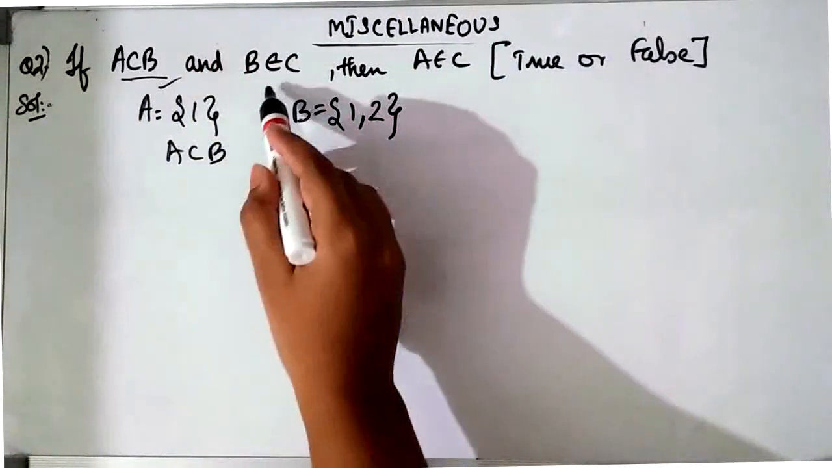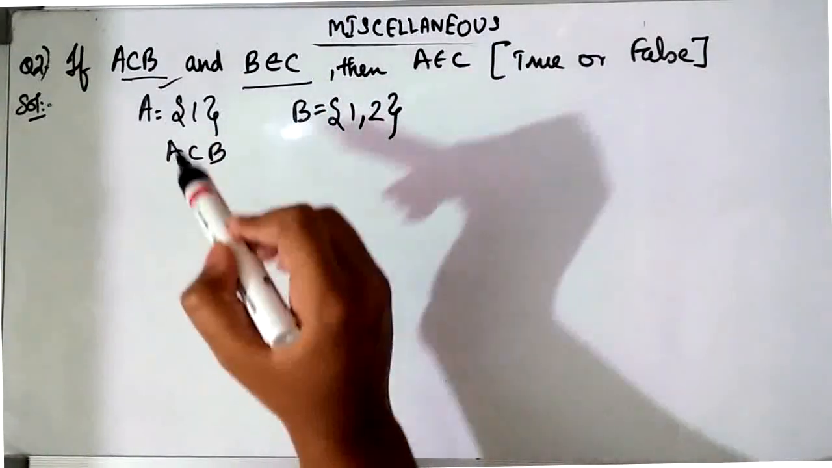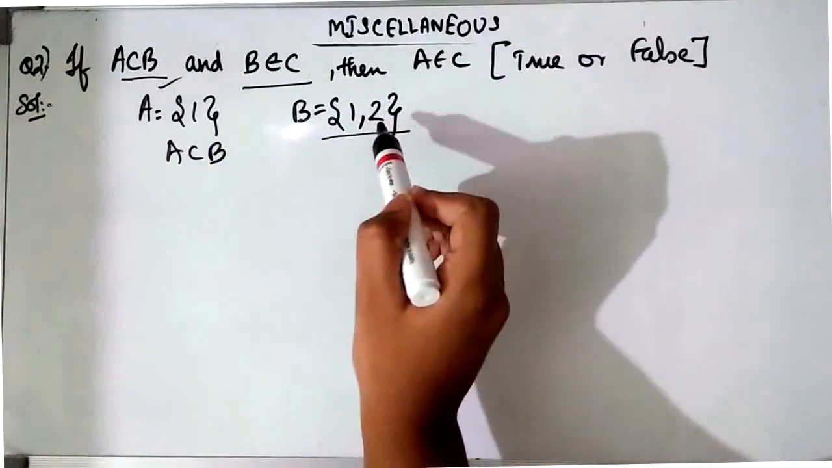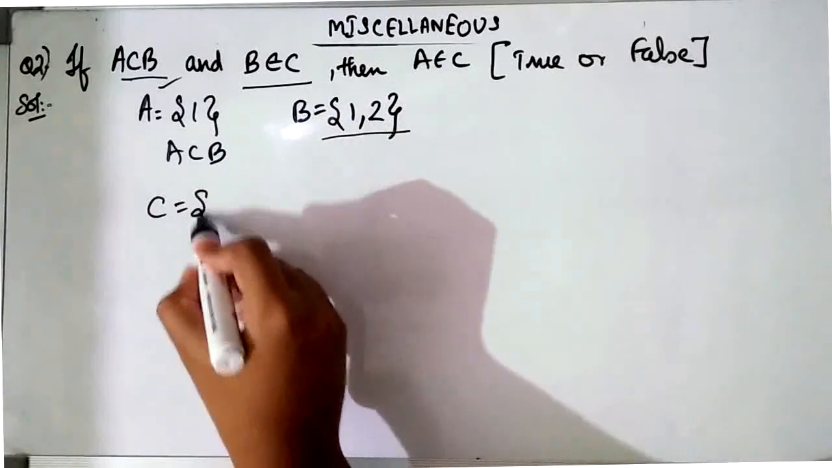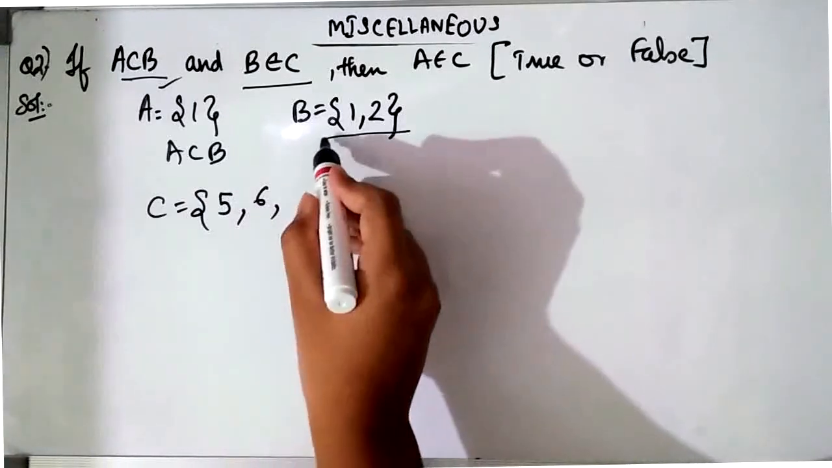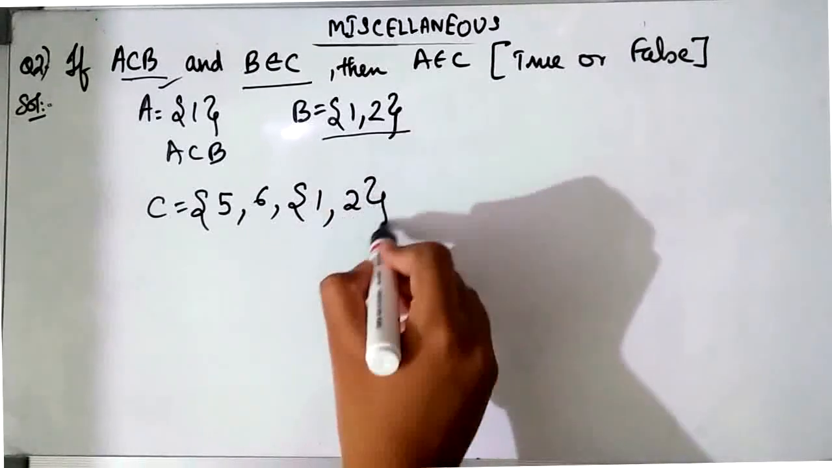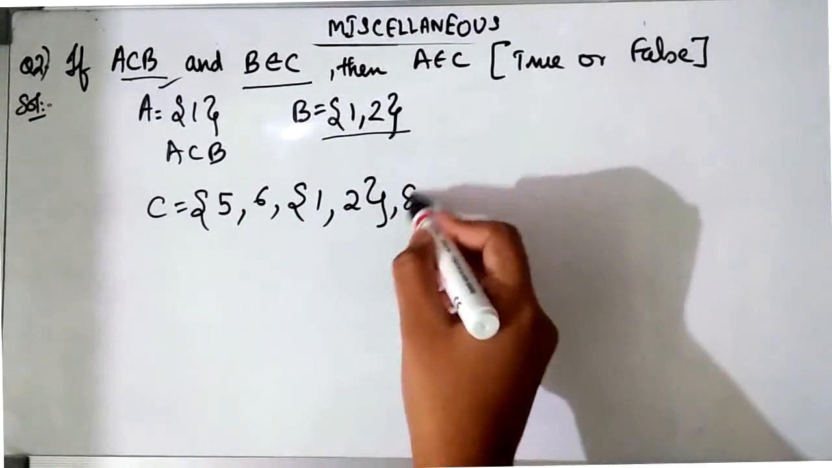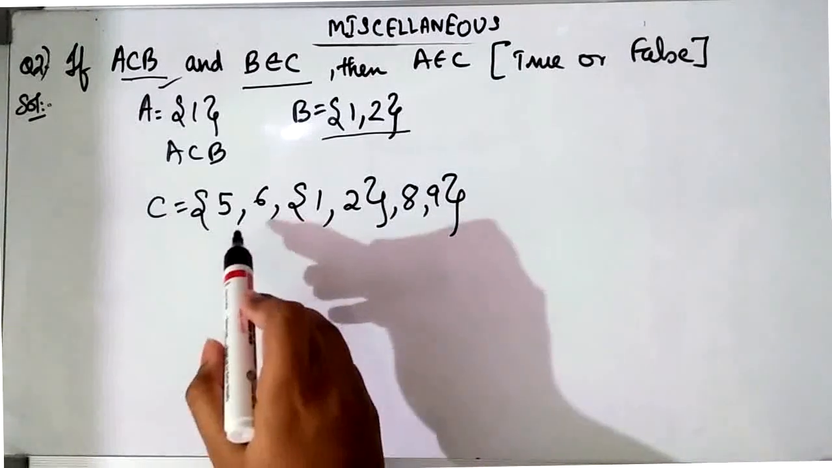Now we need to fulfill this condition. Okay, and this condition says B belongs to C. So B as an element should belong to set C. So now we will take our third set, that is set C. Now let's take it to be 5, 6. Then this B should be like an element. So we will take it within a set. We will take it in this way. Now let's take 8, 9. Okay, somewhat. So this is our set C.